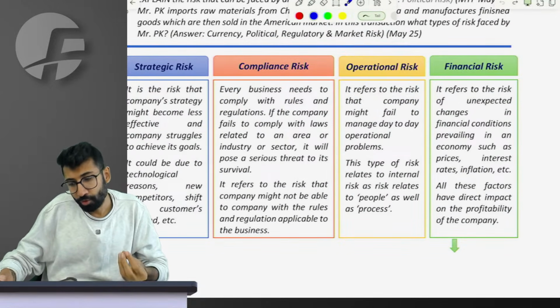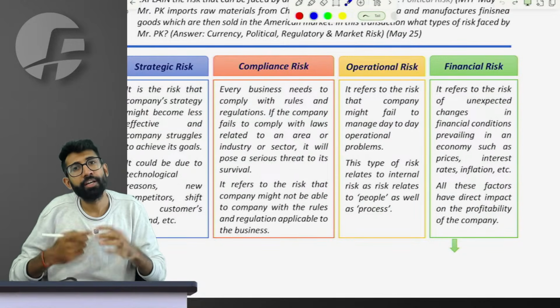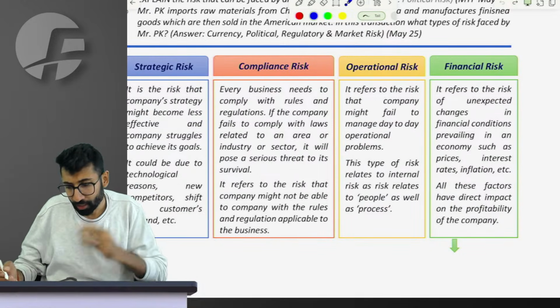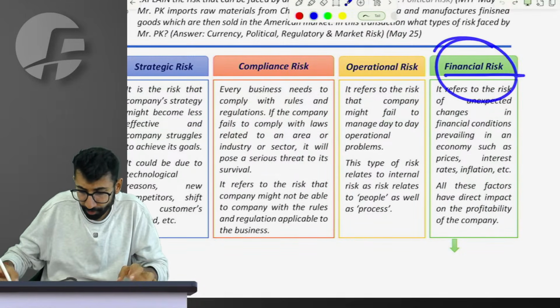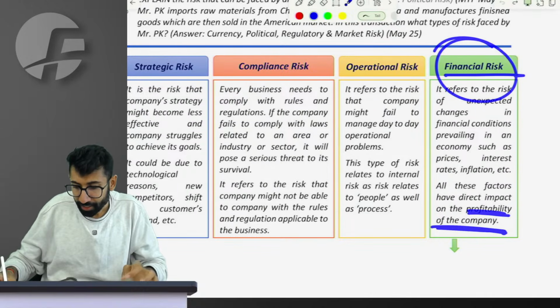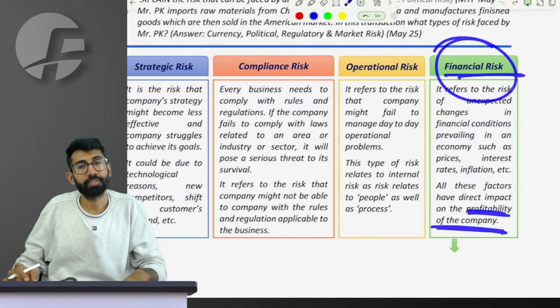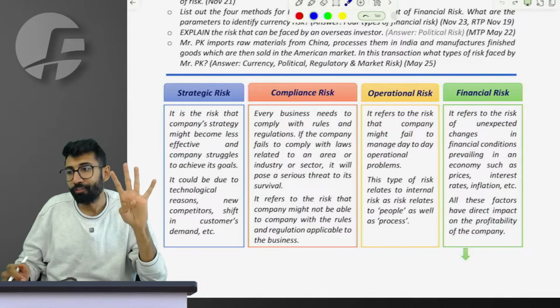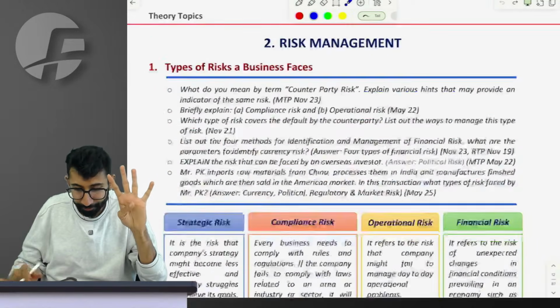Then financial risk. It is risk related to the economy, interest rates, foreign exchange, GDP growth, everything related to finance which can affect the profitability of the company. These are the four types of risk which are primarily faced by a company.